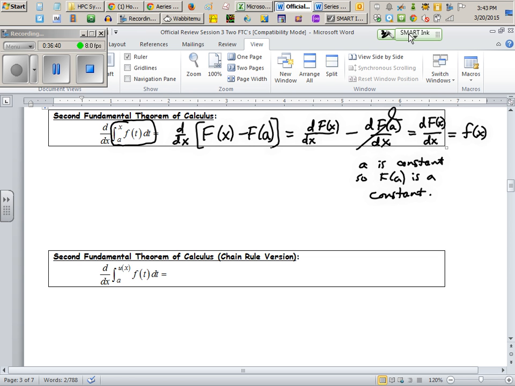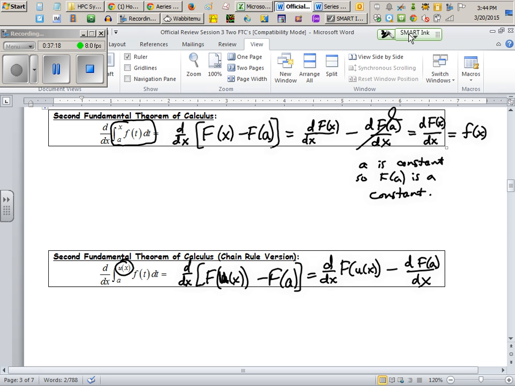Now, if there is a chain rule involved at all, that makes one extra step. Anytime you differentiate something that isn't just strictly x, you're going to need to do the derivative of the inside sort of thing. So you're basically going to do this. Watch closely. d dx of F of u of x minus F of a. Make sure you use capital letters on those F's. That's a u. Okay? The derivative of that is just the derivative of the first one minus the derivative of the second one. Remember, this is just a constant, so it's 0.